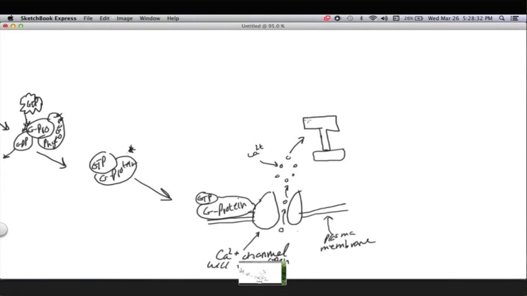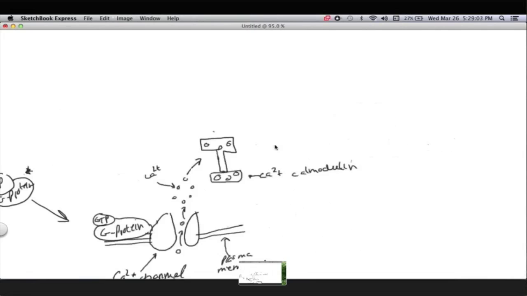Okay, so the calcium is going to attach to the calmodulin, and they're going to no. This is good. What does calcium 2 plus calmodulin mean? It just means a molecule of calmodulin that has a bunch of calcium stuck to it. Good.